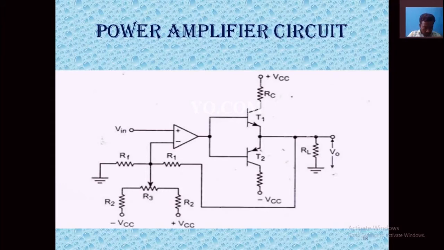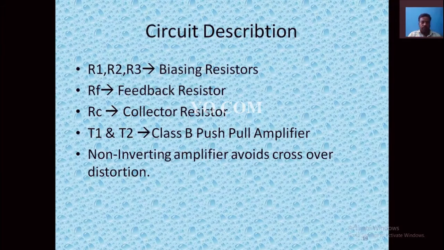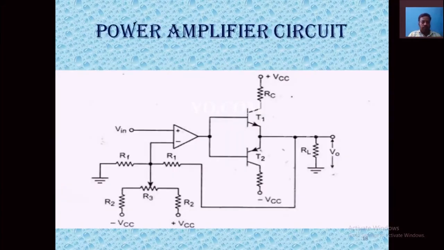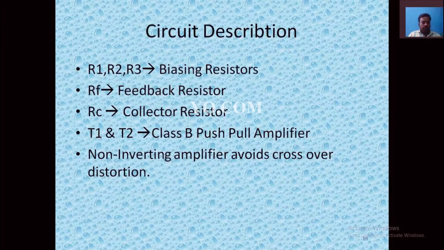Actually I think RF is resistor. Yes, RF is a feedback resistor. RC is a collector resistor. Then T1 and T2, that is class B push-pull amplifier.